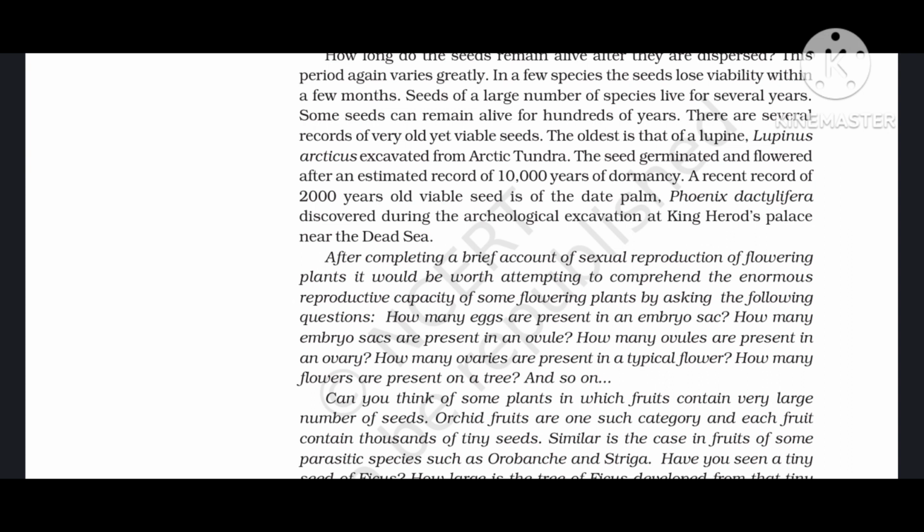Occurrence of more than one embryo in a seed is referred to as polyembryony. Take out some seeds of orange and squeeze them. Observe the many embryos of different sizes and shapes from each seed.